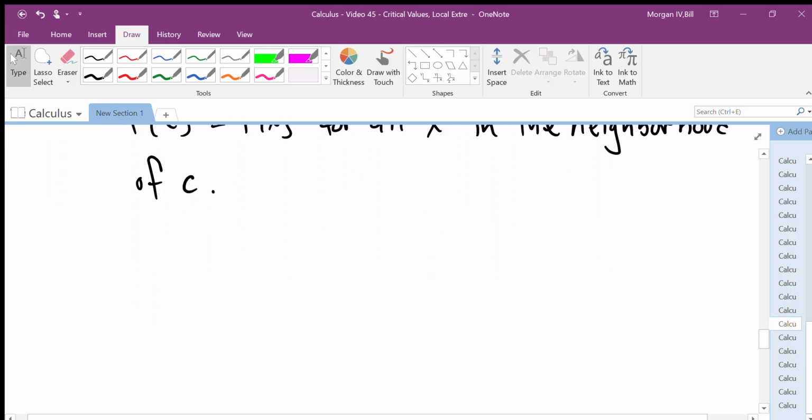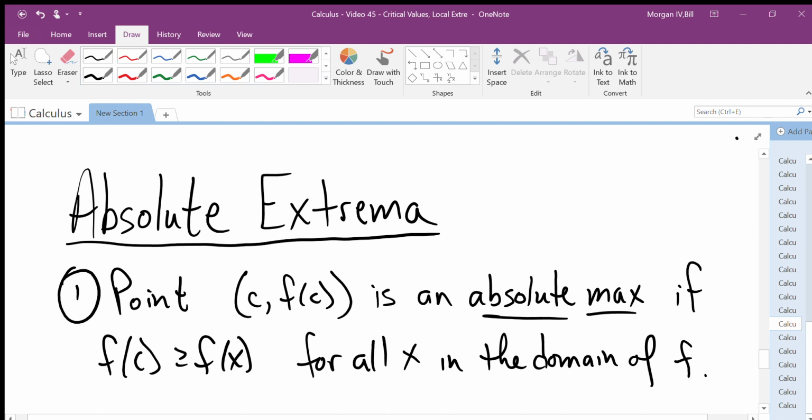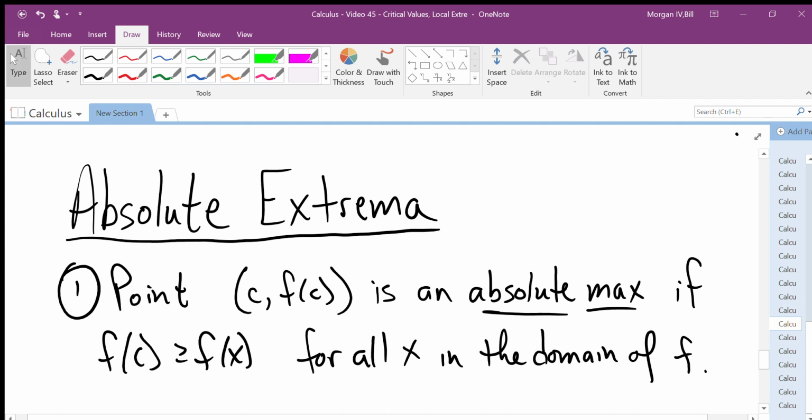Okay, and last definitions here, absolute extrema. Relative extrema means we look at what happens around it in its neighborhood. The absolute is for the entire curve on the domain of the function. So an absolute extrema is point (c, f(c)), an absolute max if f(c) is greater than or equal to f(x) for all x in the domain of f.